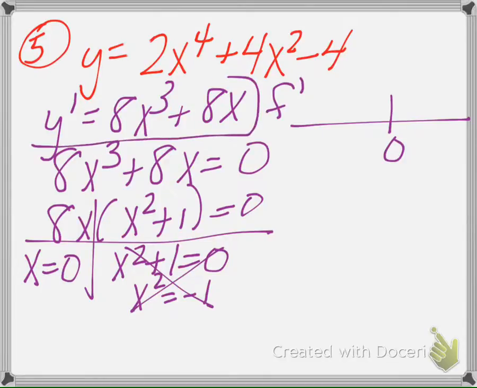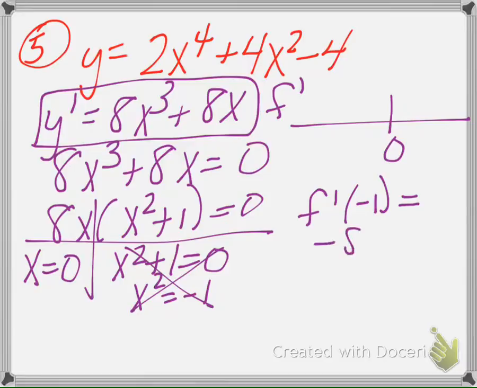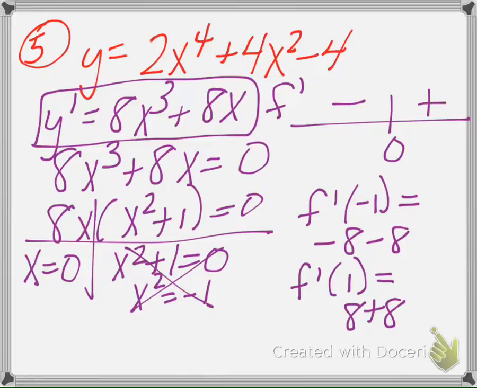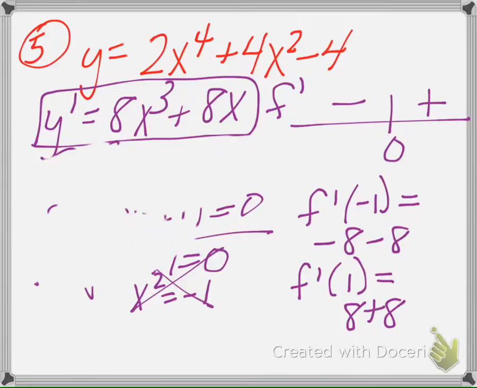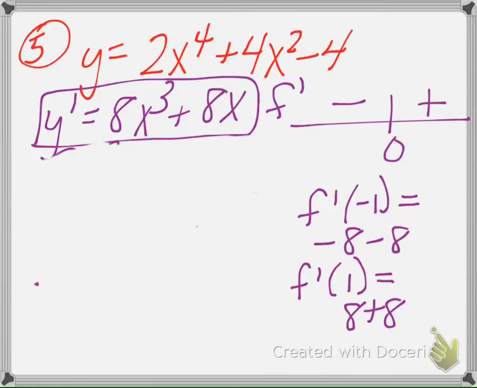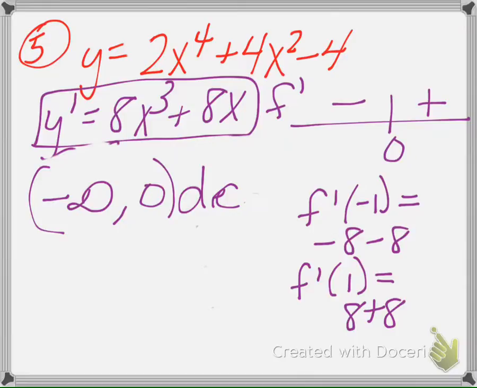So this was the derivative. So if we do f prime of negative 1, we'll get negative 8 minus 8, negative. And if we do f prime of 1, we get 8 plus 8, positive. Okay, and the question is asking, when is it decreasing? So it's decreasing from negative infinity to 0, and that would be choice D.